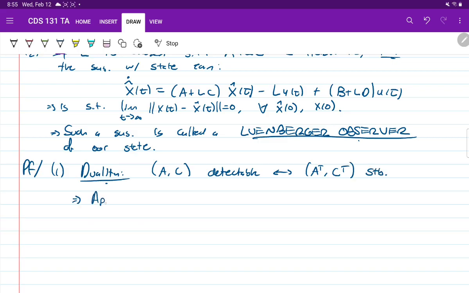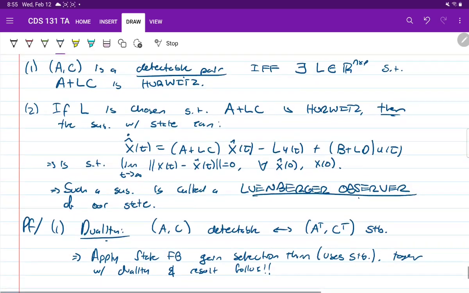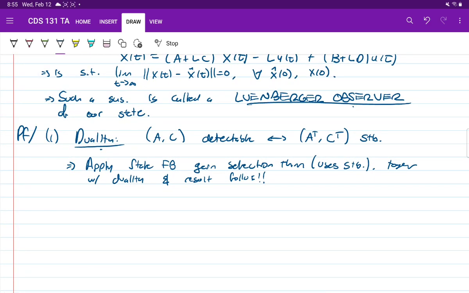Then what you do is apply your state feedback gain selection theorem, which uses stabilizability together with duality, and the result follows. You might notice that over here we have A plus LC instead of A plus C times L, which is more like the setup we had before. The reason the L and the C flip is because we're now taking the transpose. Okay, so that's part 1. This is effectively a duality argument, so I won't spend a huge amount of time discussing that.